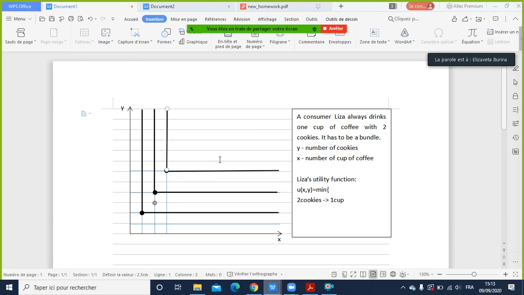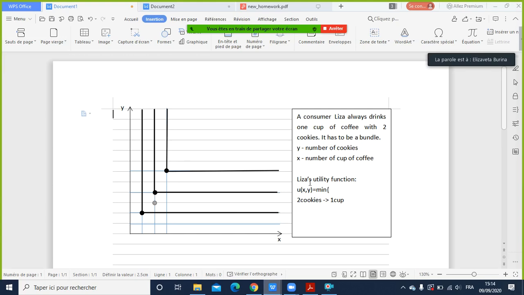So the question here should be not more like, why is it like that? The question that helps you to understand is, why is it not like that? Why cannot I draw a line that would go down here? Right? So that's something that corresponds to 3 cups of coffee and less than 6 cookies. I cannot, because I'm not going to consume that. I'm not consuming 3 cups of coffee if I don't have 6 cookies. And the same applies the other way around, the logic of, I need at least 1 cup of coffee to enjoy each 2 cookies.